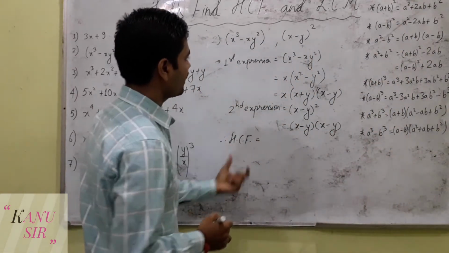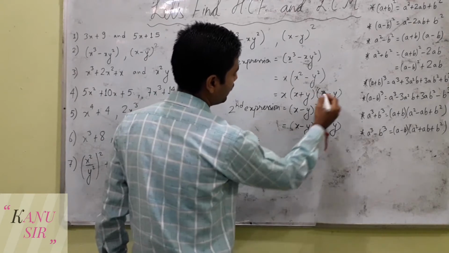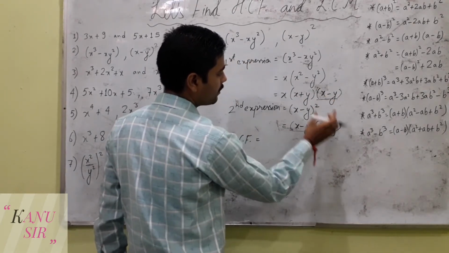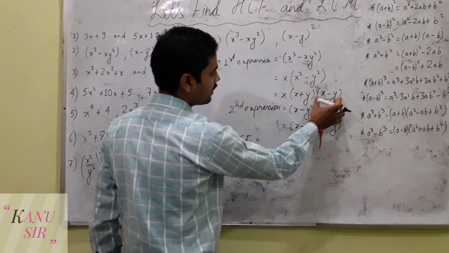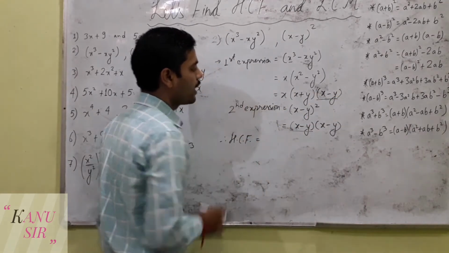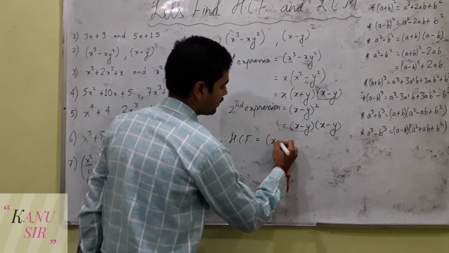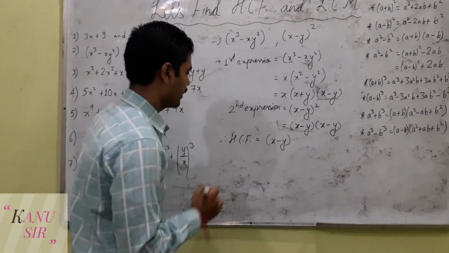Now in HCF, let us see what is common here. x minus y, x minus y. Even this is common, but it is just 1 times (x minus y) in the first expression and 1 times (x minus y) in the second expression. So the answer is x minus y.